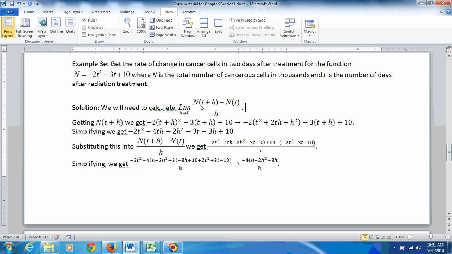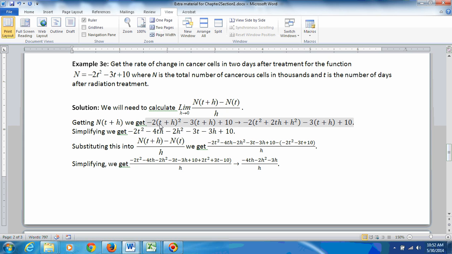So first of all, we've got to get n of t plus h. Everywhere there's a t in this function, put a t plus h. Well, n of t plus h is going to be negative 2 times t plus h, that gets squared. This is composition of functions here. T plus h, that gets squared, minus 3 times t plus h plus 10. And working this out, this would be negative 2 times t plus h squared, t plus h times t plus h. If you FOIL that together, you'll get t squared plus 2th plus h squared.